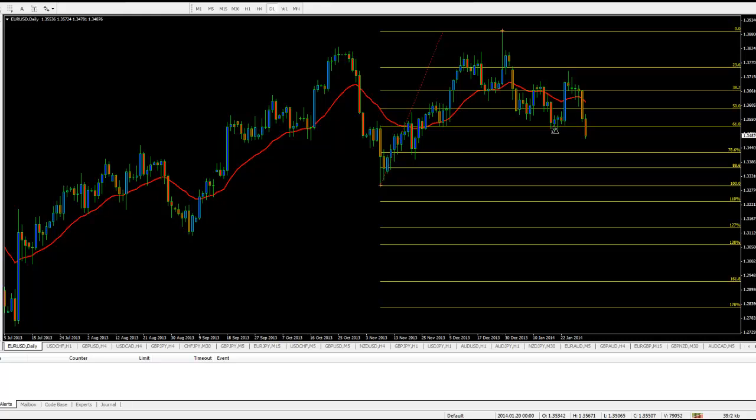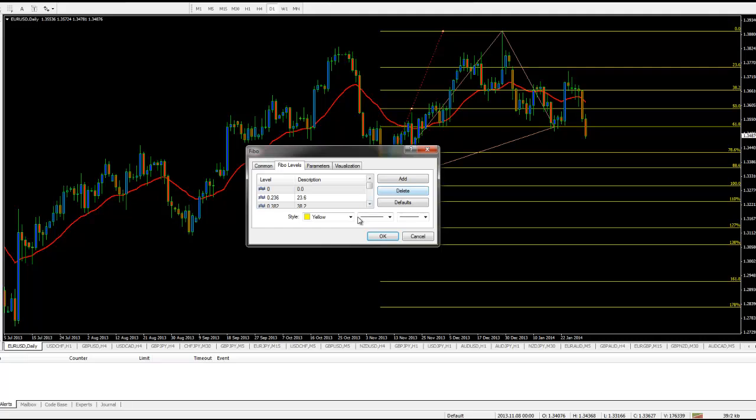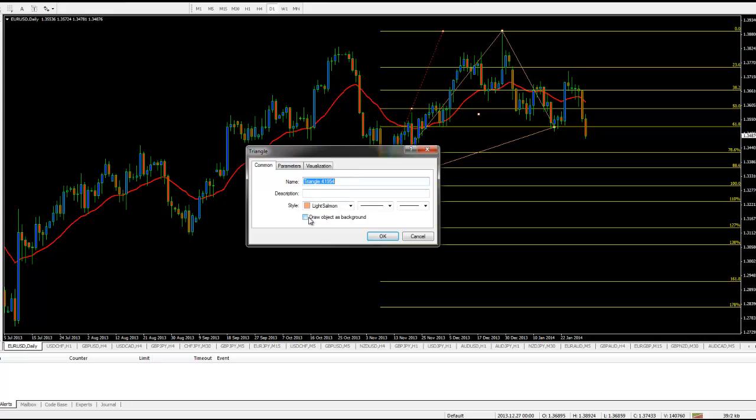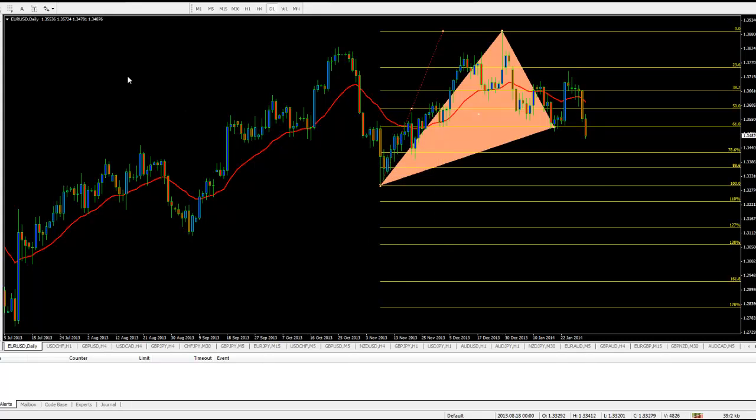Okay, this is just a visual. These triangles mean absolutely nothing except to give you a visual of what we're looking at here. It doesn't matter if you draw these on, obviously, but they can be a nice visual.